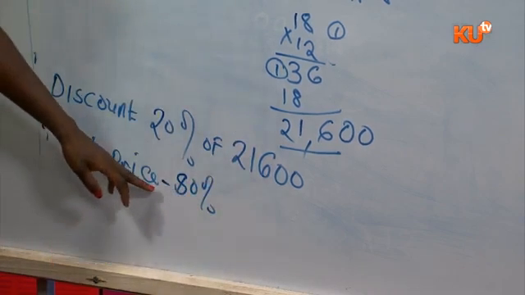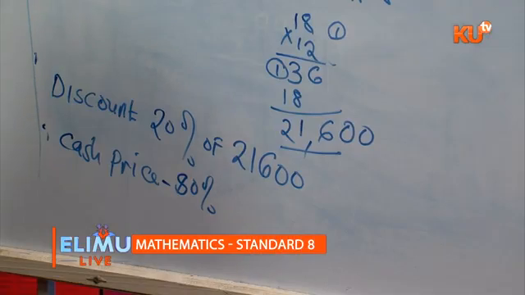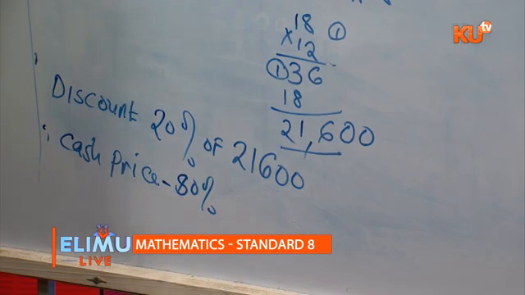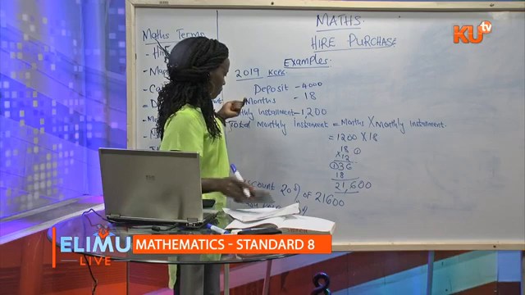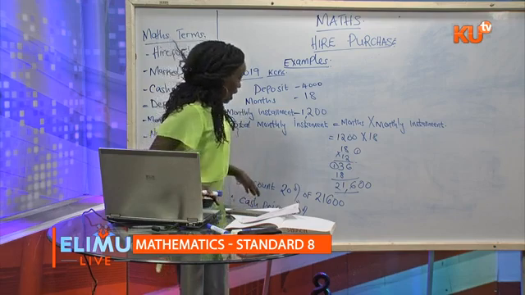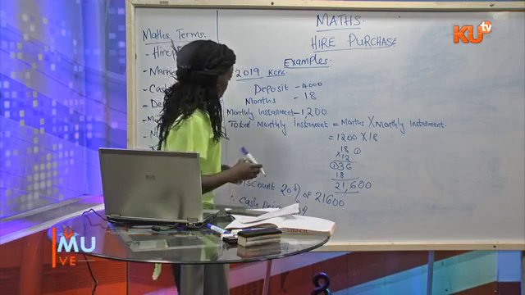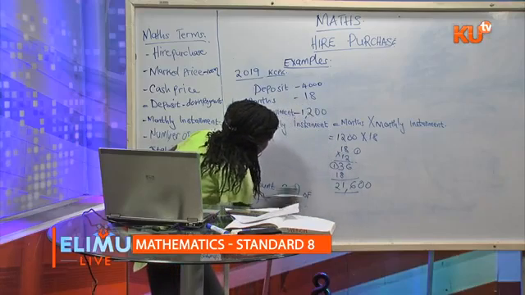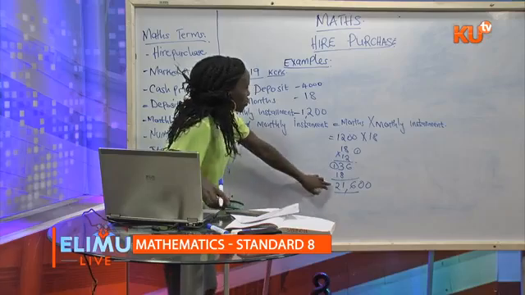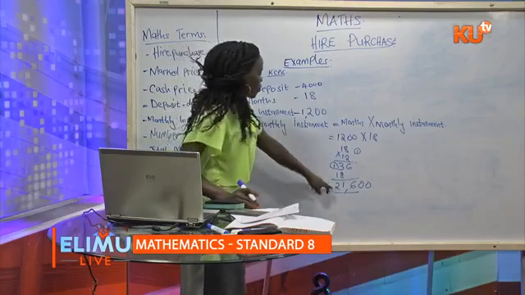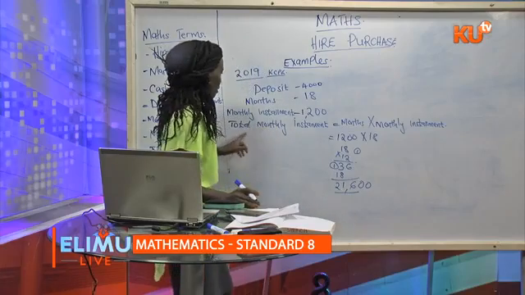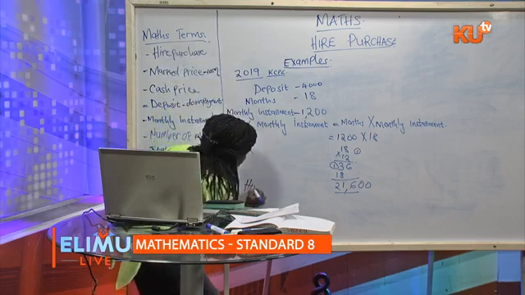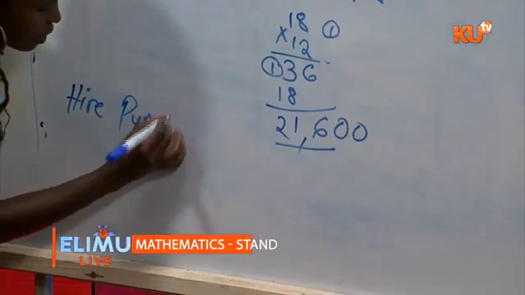Now this percentage is the one in which he bought that sewing machine. We are comparing the hire purchase and the cash price. So this is not correct here. Sorry for that. Let's go back a bit. 21,600 was not the hire purchase price. We get the hire purchase very fast. We know how to get this.